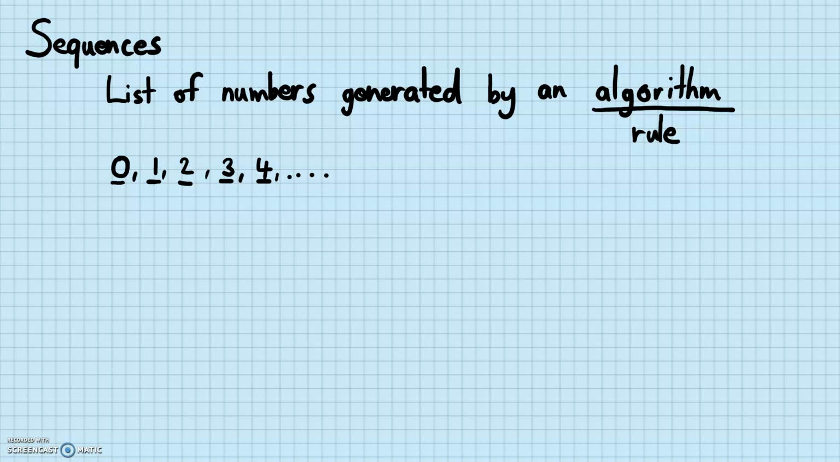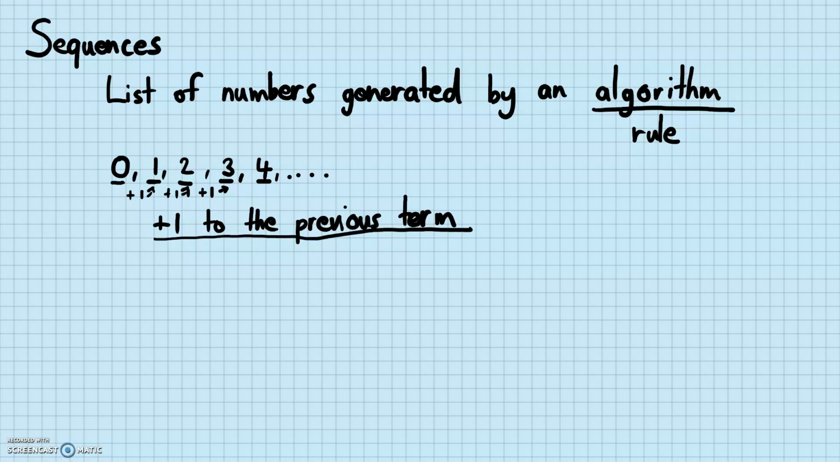So you add 1 to 0 to get 1. You add 1 to 1 to get 2. You add 1 to 2 to get 3, etc. Let me write the rule down here: you add 1 to the previous term. Because we know the rule, we can even generate the next term.